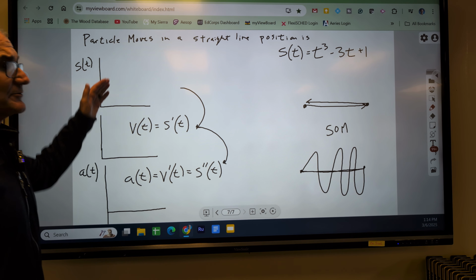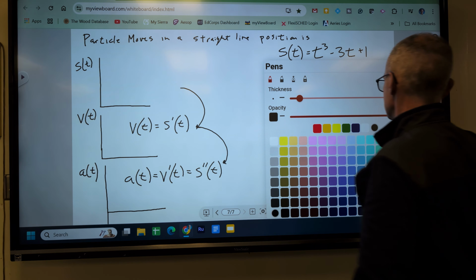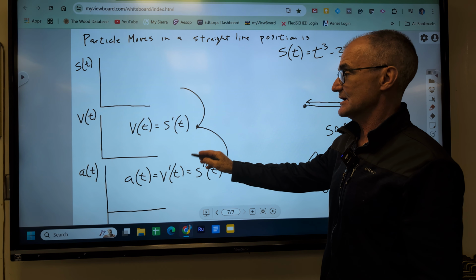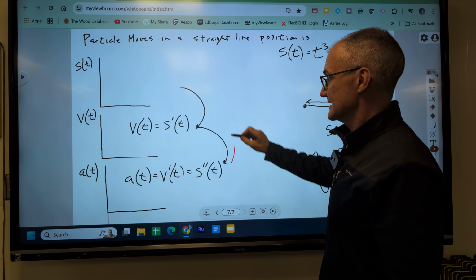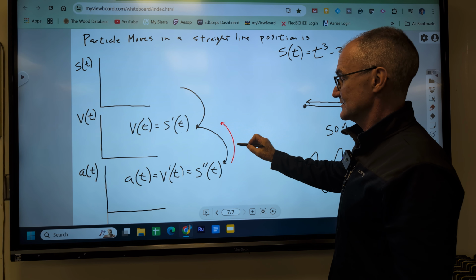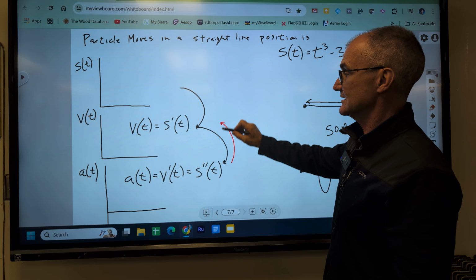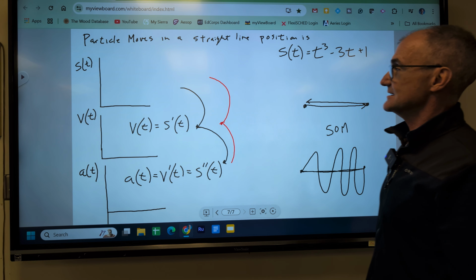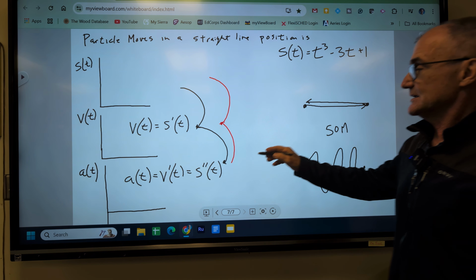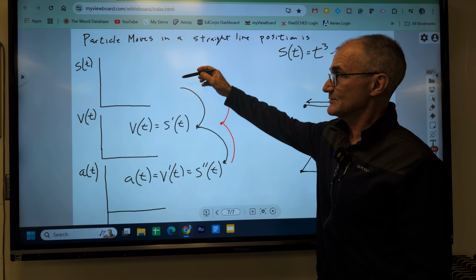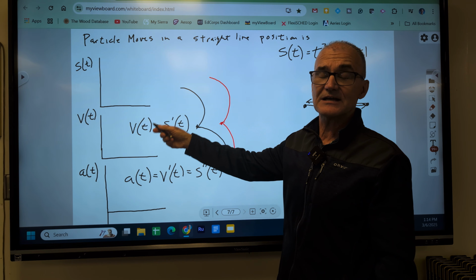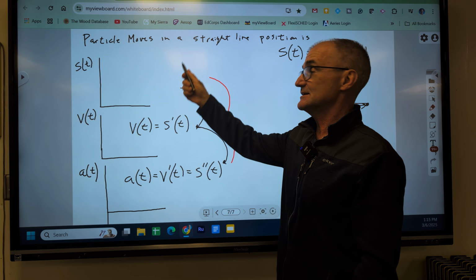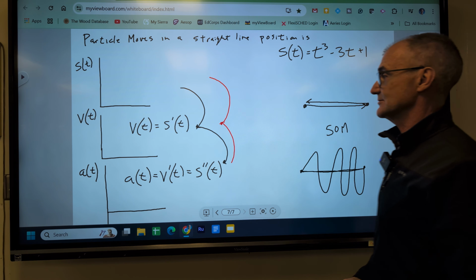However, going backwards is going to be the integral or the antiderivative. So if you are given acceleration and you want to go to velocity, then you would integrate. So you'd take the integral and go backwards here, and then take the integral and go backwards here. We're not going to do that just yet, but it is important to note that going in this direction, from displacement to velocity to acceleration, is a derivative, and going back in this direction is an integral.